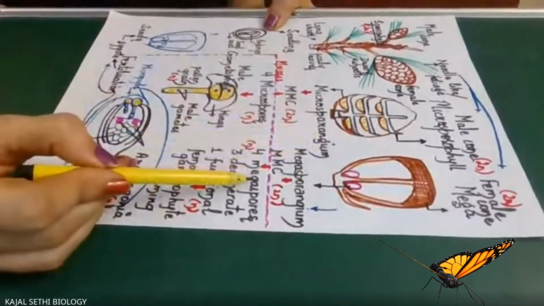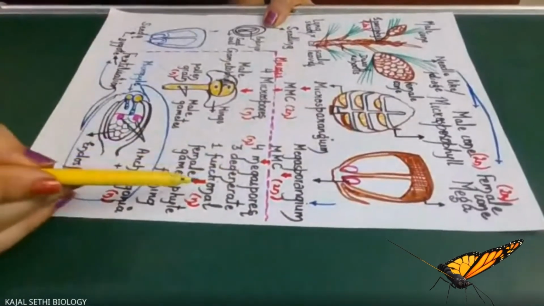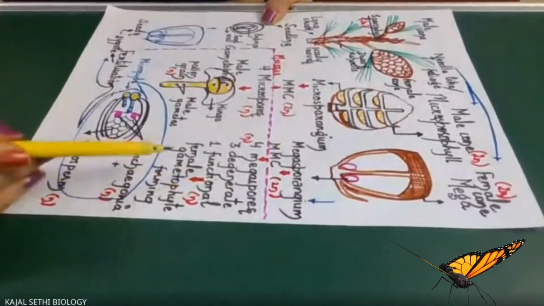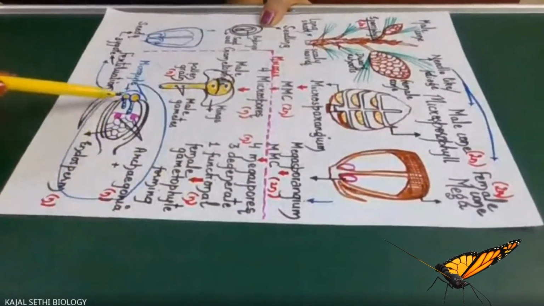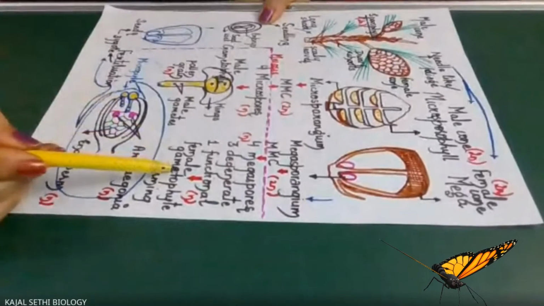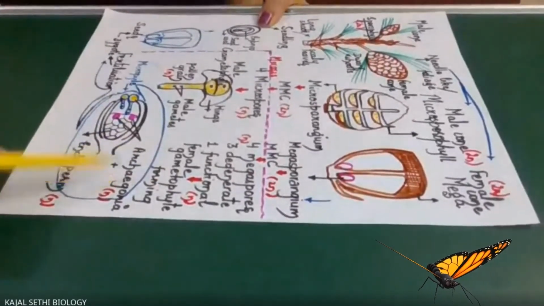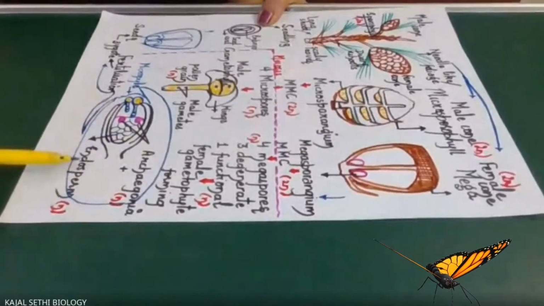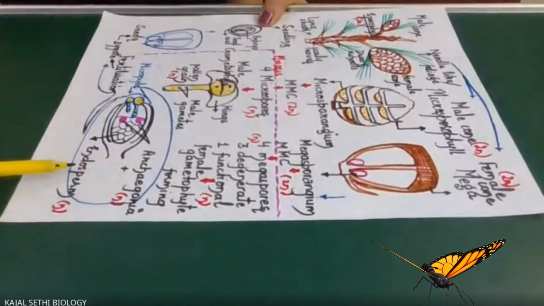Here, four megaspores will be formed, three degenerate, one will be functional. That functional megaspore will give rise to the female gametophyte. This round structure is the female gametophyte, which after mitosis will form the female gametes, which are archegonia here, and endosperm, which is the nutritive tissue. So again, these are haploid.